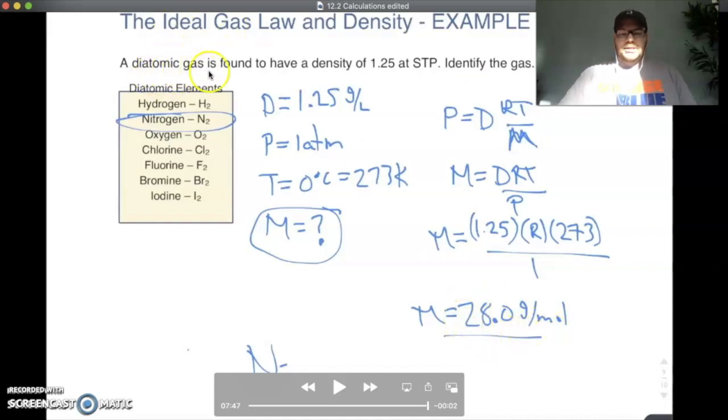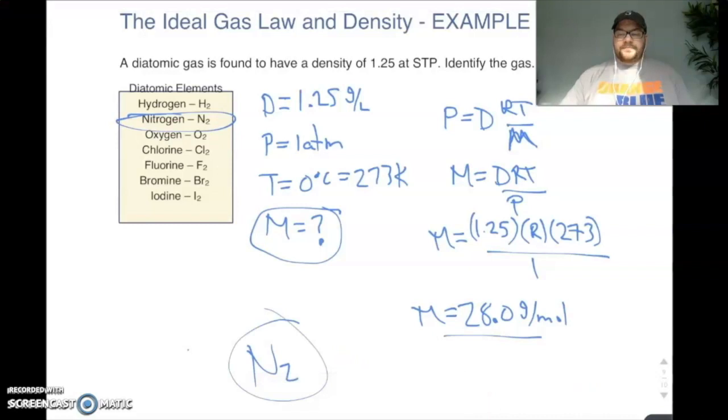Please note that this is a diatomic gas. Diatomic means it has 2 atoms. So here is a list of our diatomic elements. And we're looking for the one that would have a molar mass of 28. That would be nitrogen in this case, because a nitrogen atom is 14 on the periodic table, but since we have 2 of them, that would be 28. So this gas is, in fact, nitrogen gas.